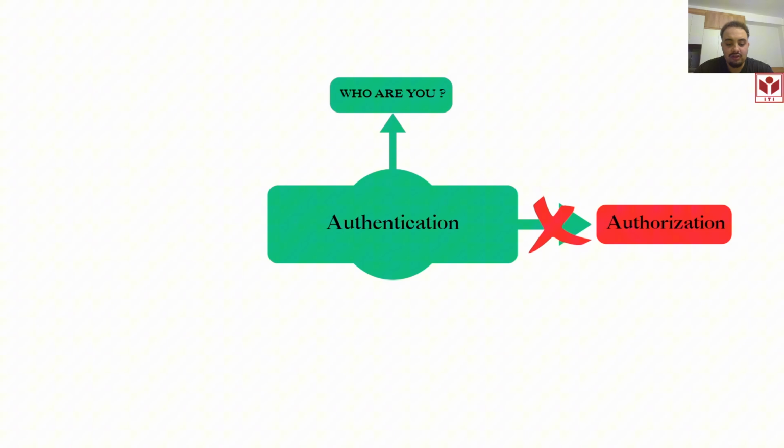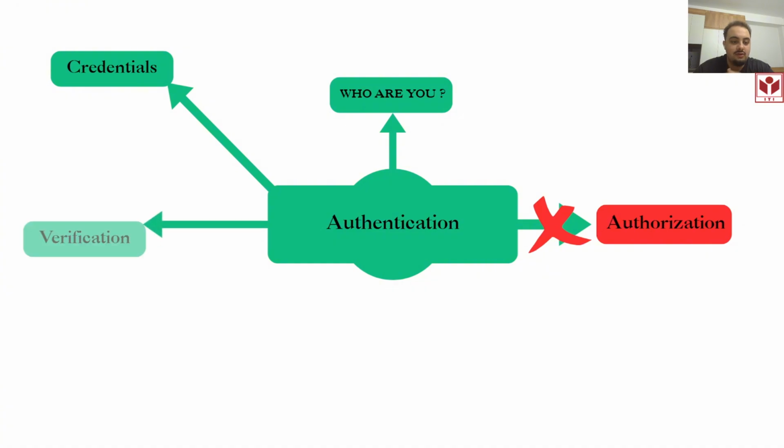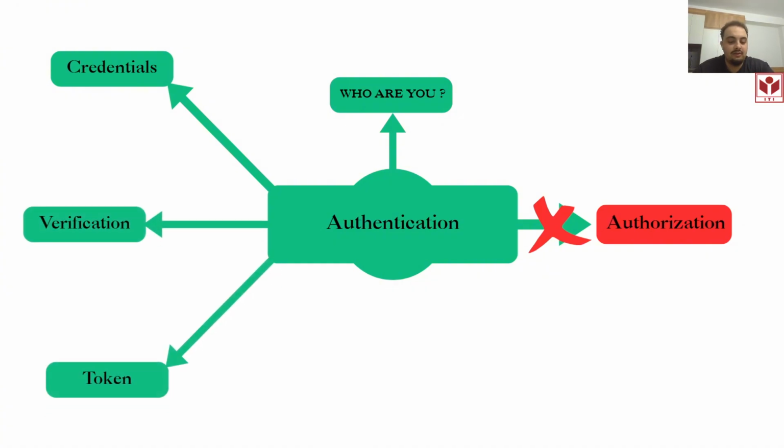A typical authentication flow involves three steps. First, the user provides credentials, usually an email and a password. Second, the system verifies those credentials. And third, if the credentials are valid, the system grants access, usually by a token. There are also different factors of authentication, some things like a fingerprint, for example.